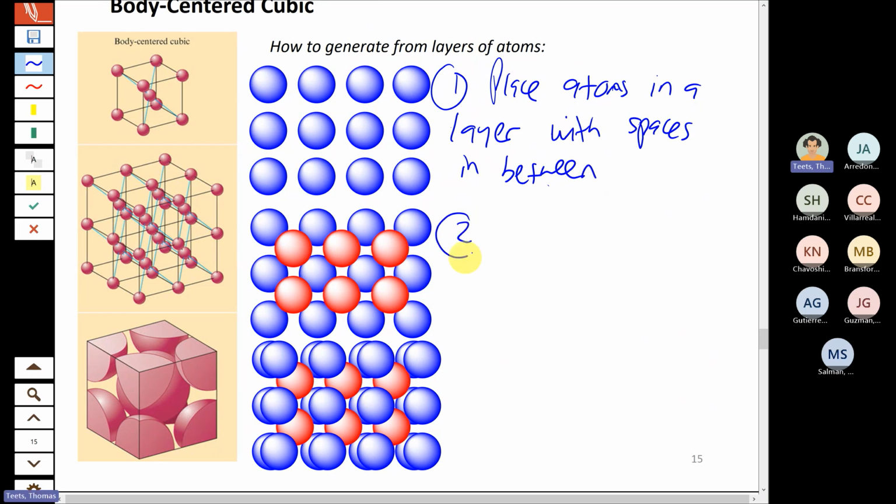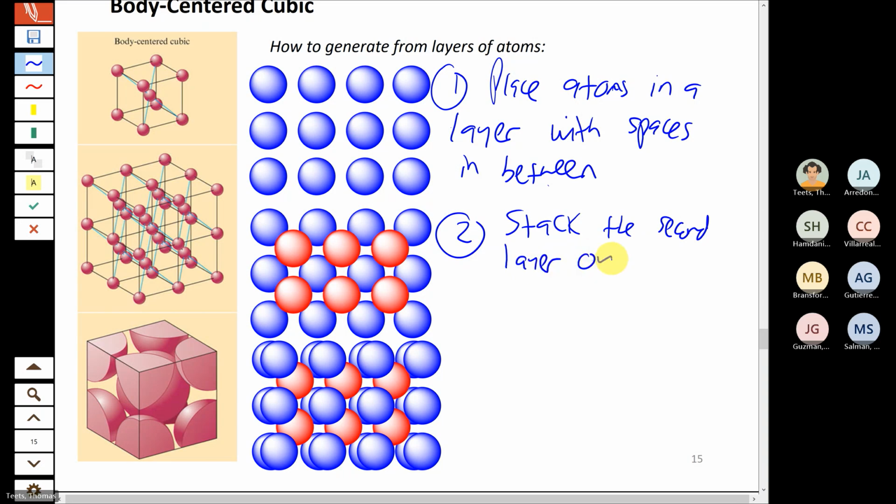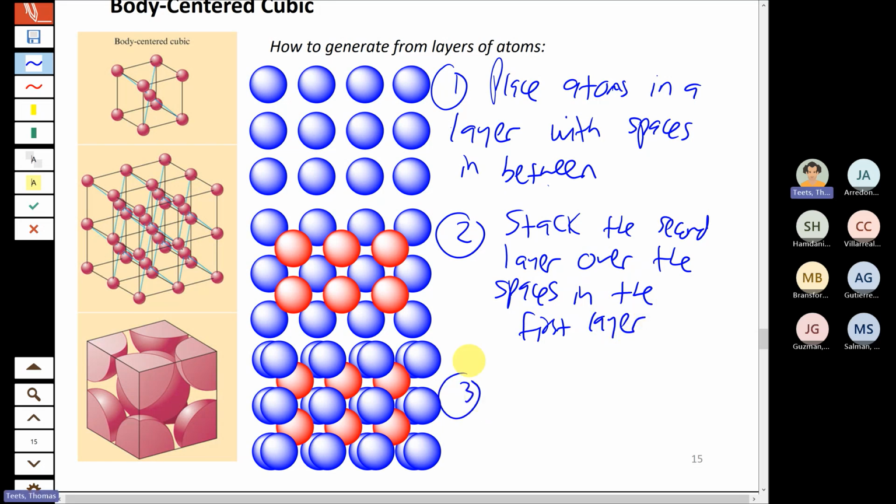Then you're going to put a second layer. For a metallic structure, the second layer is the same atom, identical to the first, but I'm just showing it in a different color so you can visualize it better. So this red layer here, you're going to stack on top of the gaps in between the first layer. So you're going to stack the second layer over the spaces in the first layer. And then the third layer is going to be exactly on top of the first layer. So you're going to just start repeating the process after that.